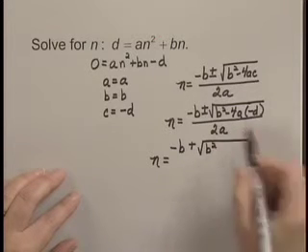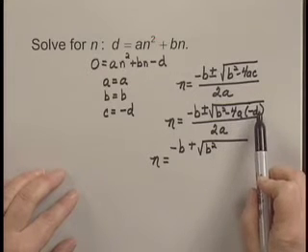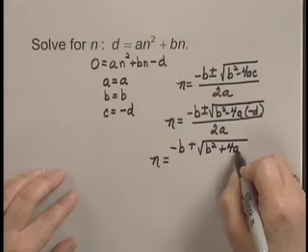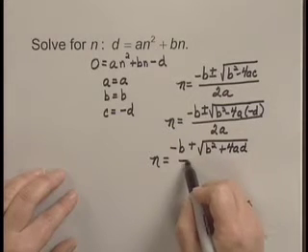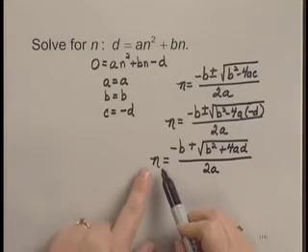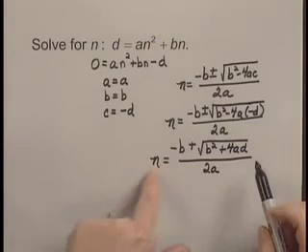b squared. Now I have minus 4 times a times the opposite of d. That'll give me plus 4ad. And all that will be written over 2a. Since I have n by itself on the left side, and no occurrence of n on the right side, I've solved for n.